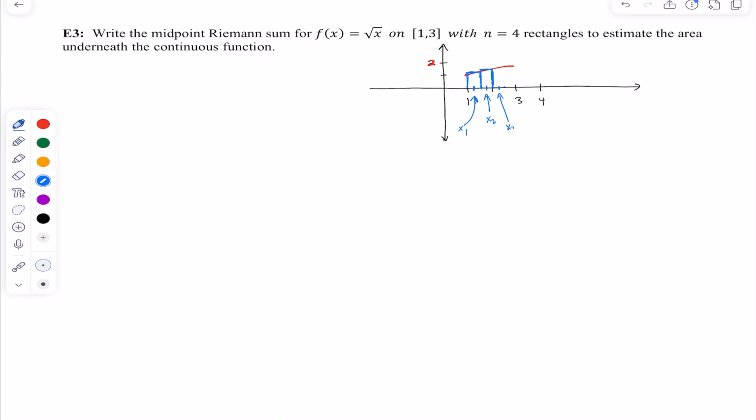Right here is x sub 3. Once again, we draw the rectangle. So the left edge of the rectangle seems to be overestimating, and the right edge of the rectangle seems to be underestimating.